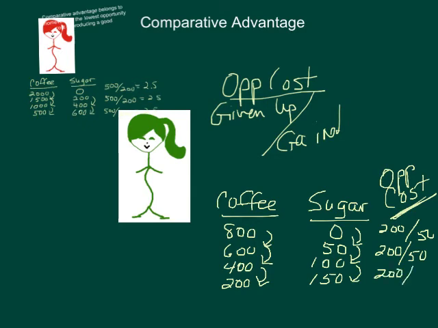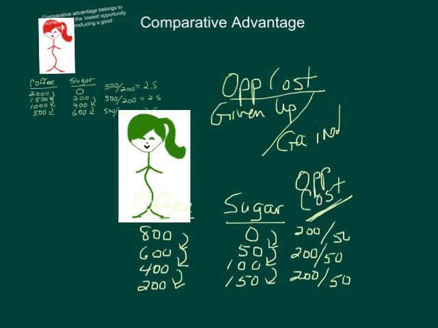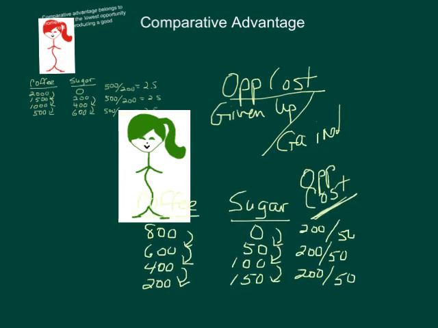Okay, so our opportunity cost here is 200 divided by 50. Let's move that over. Do the math. 200 divided by 50 equals 4. So our red farmer has an opportunity cost of growing sugar of 2.5 units of coffee for each unit of sugar. Our green farmer has an opportunity cost of 4 units of coffee for every unit of sugar.